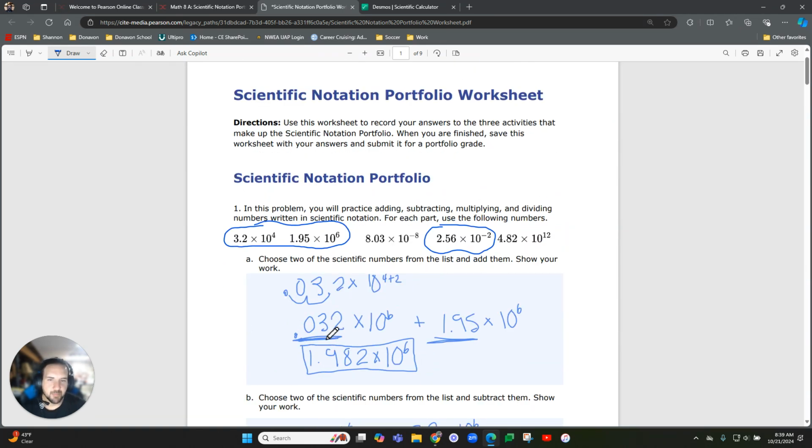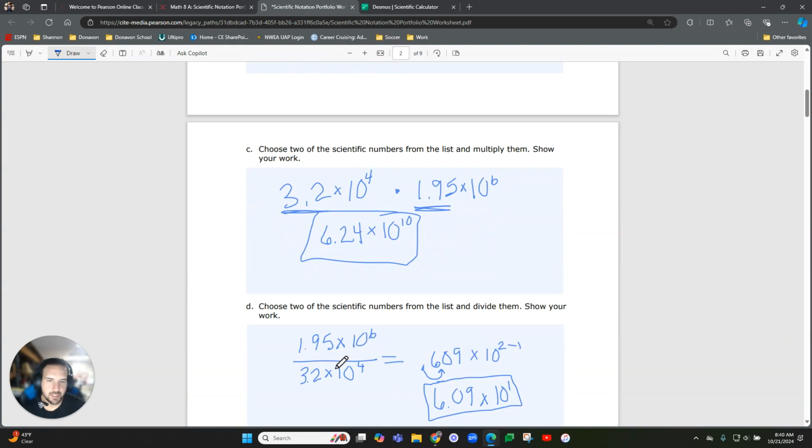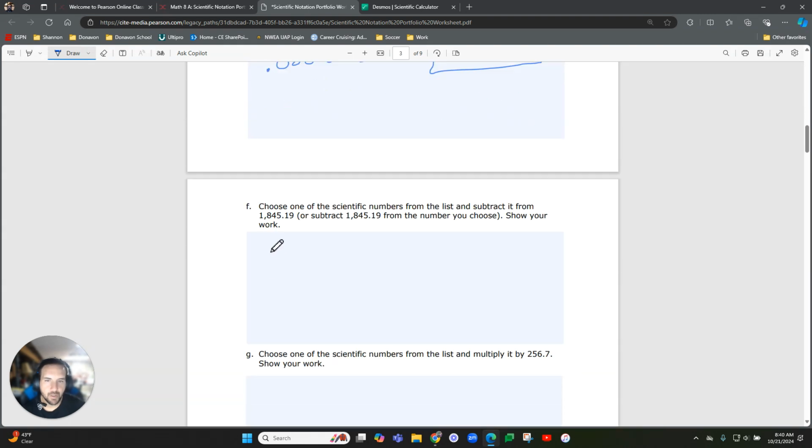Okay, so I'm going to do this one, 3.2 times 10 to the 4th minus this. Okay, so 3.2 times 10 to the 4th. Whoops, that's supposed to be an exponent. Doesn't really look like an exponent. 10 to the 4th. There we go. Okay, so first thing I want to do is I'm going to convert this to a number in decimal notation.